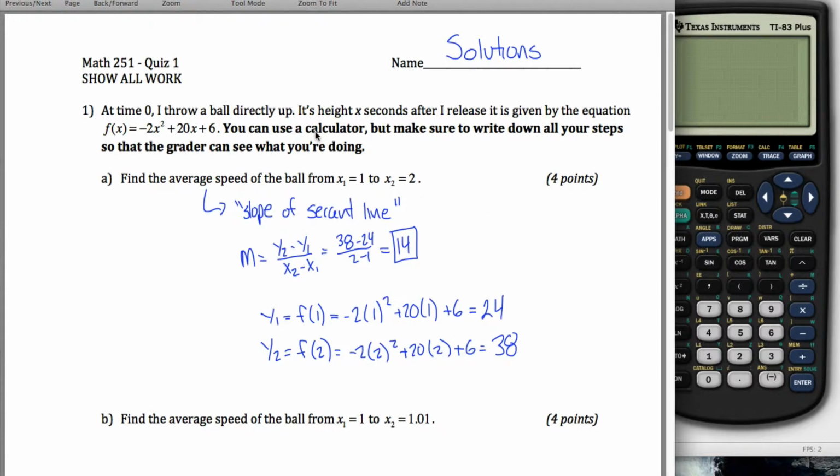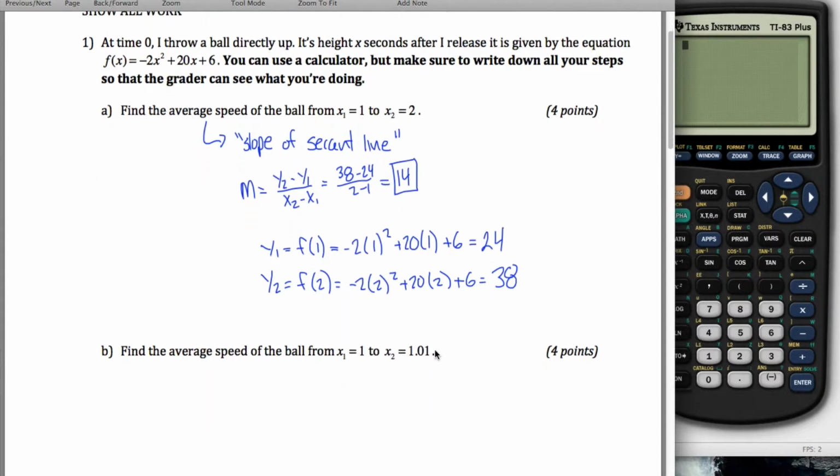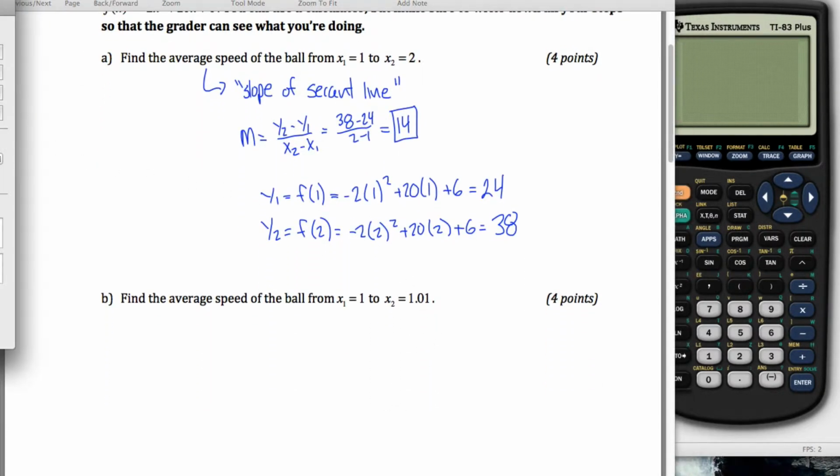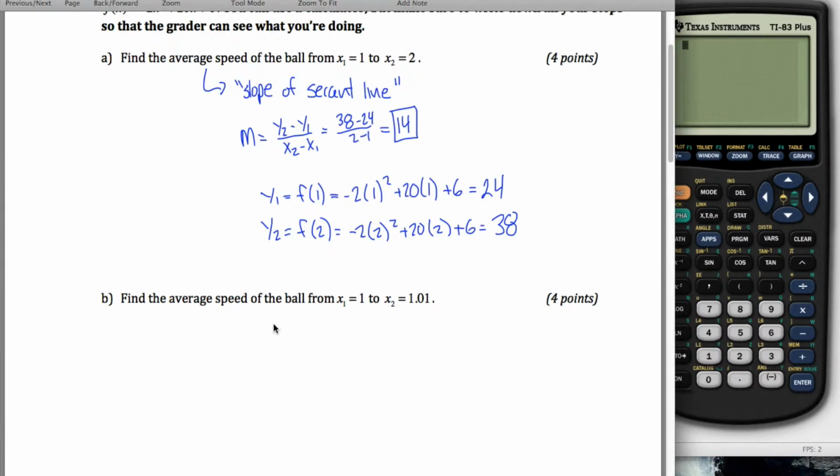Height in seconds. It doesn't tell me the units. Don't worry about units, I guess is what I'm getting at. Let's call it 14. 14 something per something. Good enough? If you could do that, you can do the next one because it's the exact same thing.